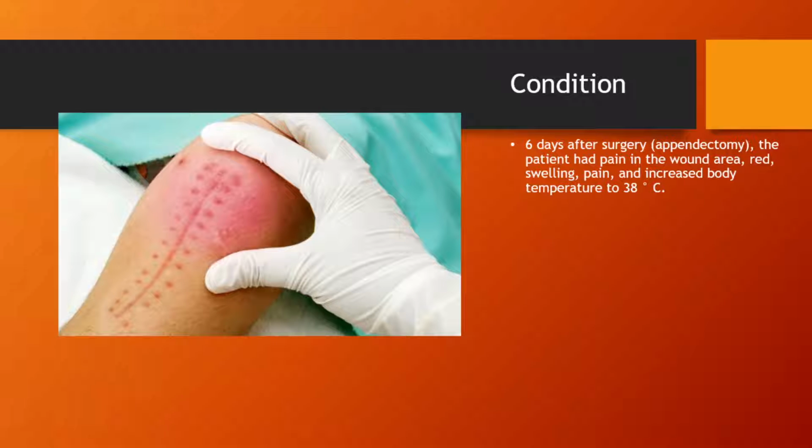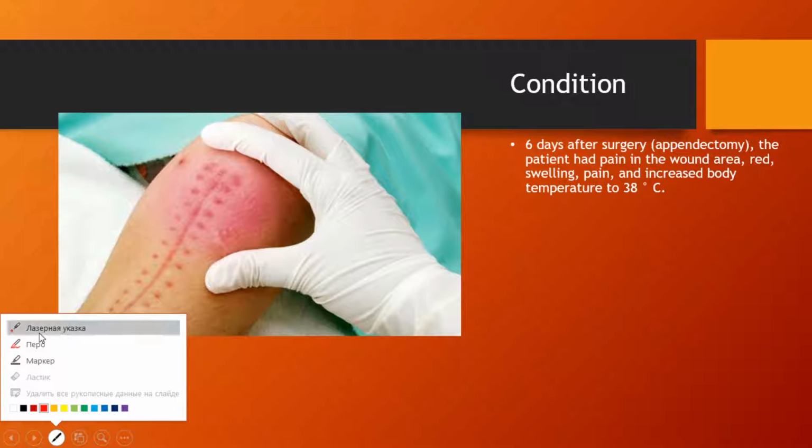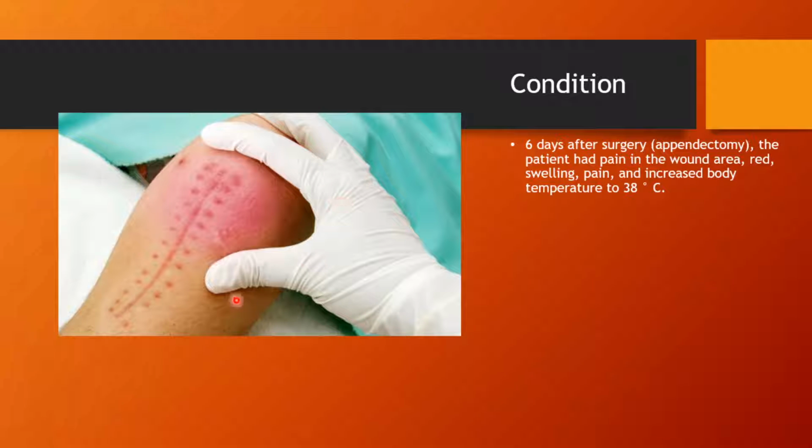Six days after surgery, the patient had pain in the wound area, red swelling, pain, and increased body temperature to 38. At first, I want to say that this picture is not a picture of this clinical case. In this picture you need to see the wound, and the complication. What is the complication in this case? You need to define the nature of the complication and specify the actions.